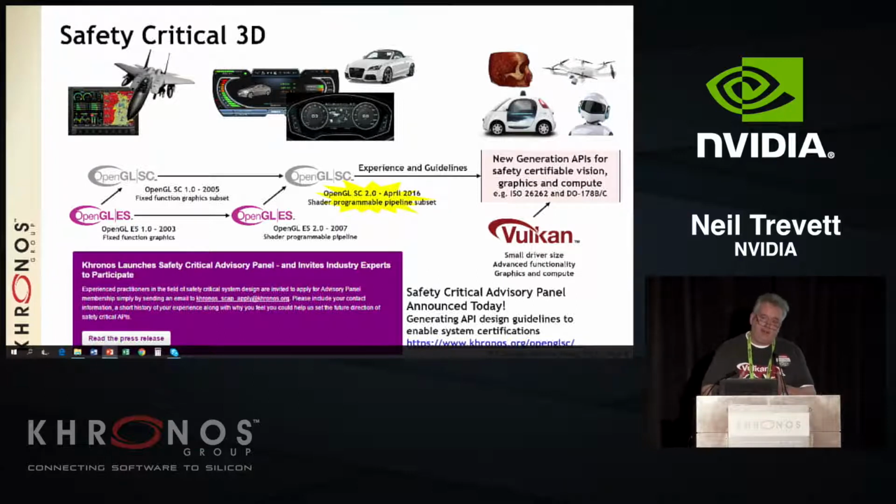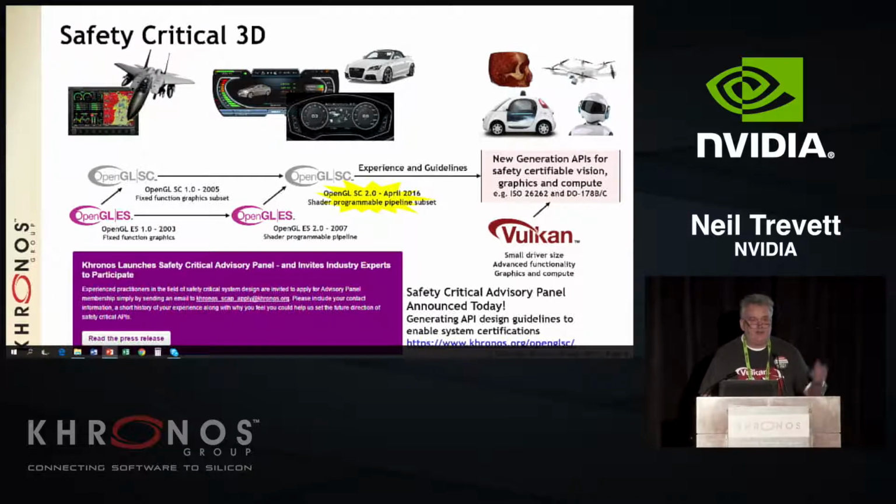And last thing, today we did a press release. All the APIs in Khronos are going to need safety critical considerations, and the considerations apply across the different API types. So rather than reinvent the wheel 15 times, we've decided to set up a safety critical advisory panel that's going to create design guidelines for safety criticality. And it's going to be open, obviously, to Khronos members, but also opening it up to industry experts who can help us set this direction.